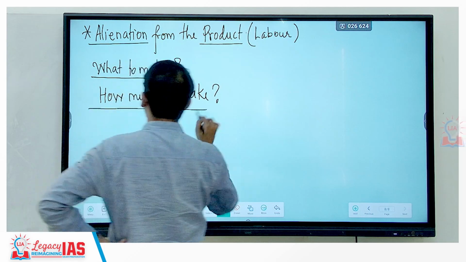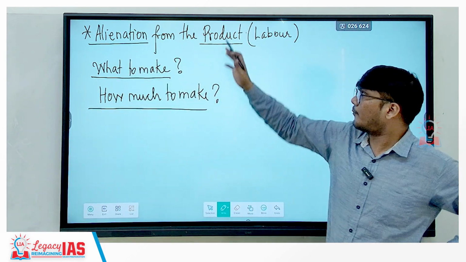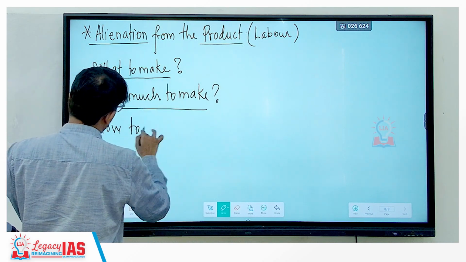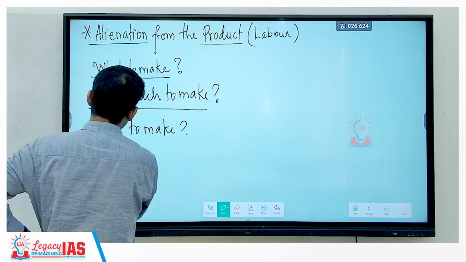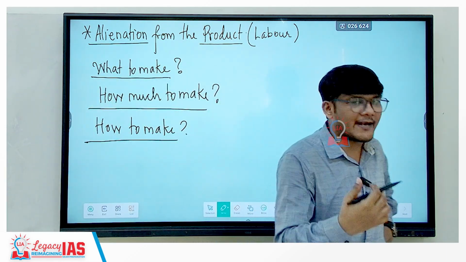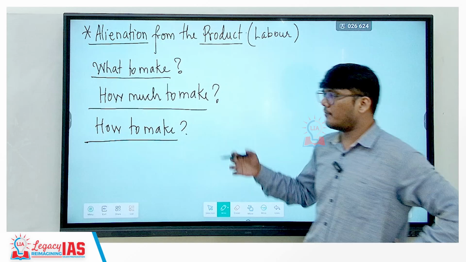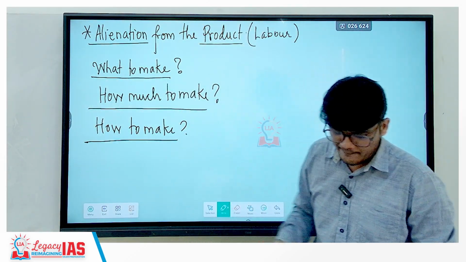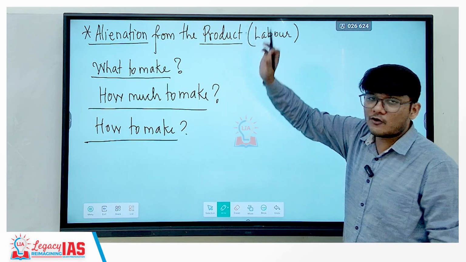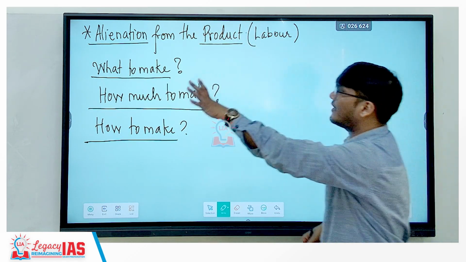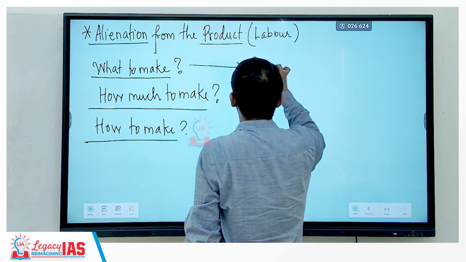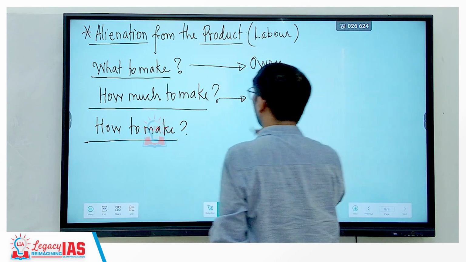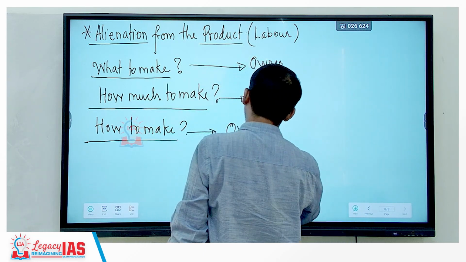Does the proletariat decide how much to make? Again, the proletariat does not decide how much to make. How to make? Is this decided by the proletariat? No, there would be defined standard operating procedures, guidelines, requirements, all those things would be different, and the proletariat will not be deciding that again. So who will be deciding this? This is decided by the owner, that is the bourgeois.